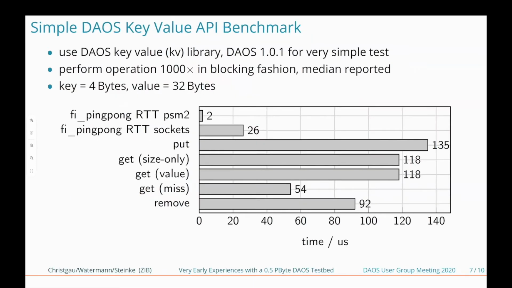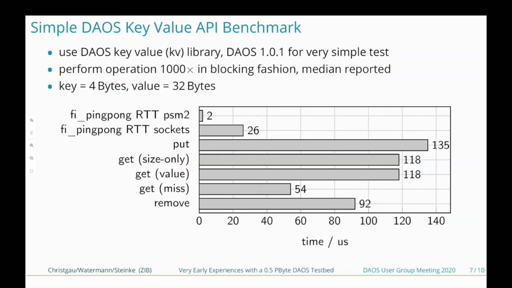So here's a small benchmark that we did with the key value store API. I just want to highlight the upper two bars, where you can see the ping pong performance of libfabric, the round trip time, where you can see that PSM2 delivers much lower latency than the sockets API. And so we expect that the other bars, the different operations listed here, would go down even further when we switch to the PSM2 or verbs provider here. So that would be really a good thing.